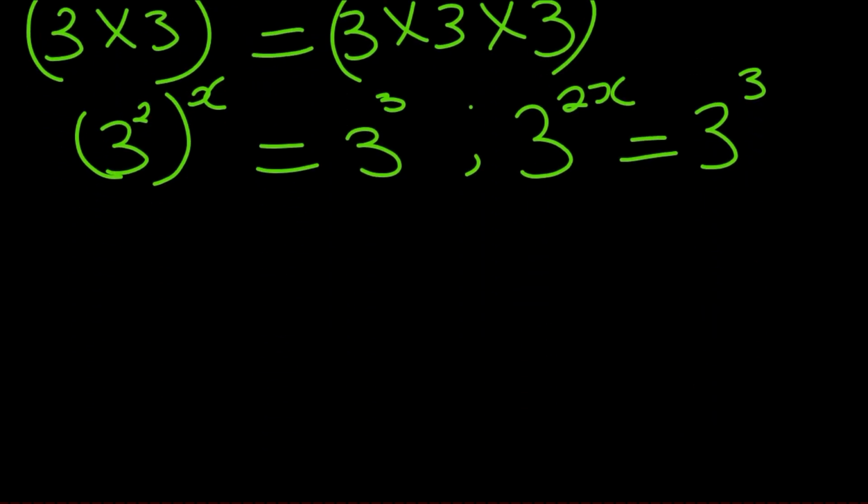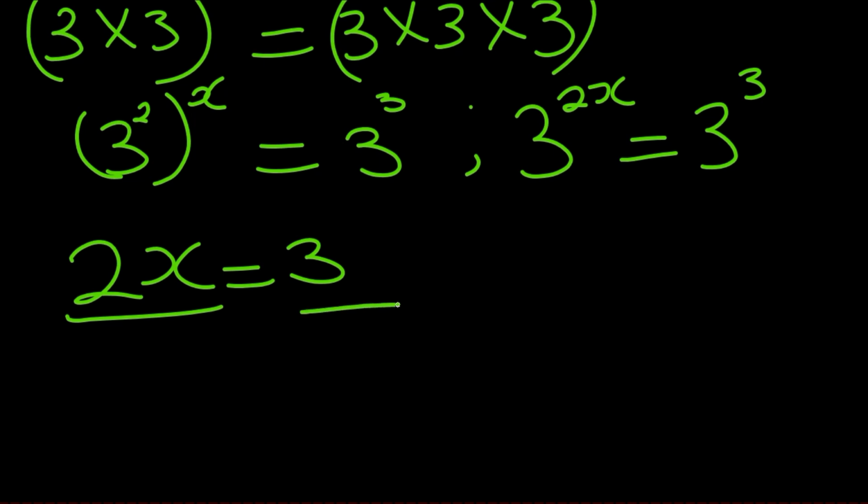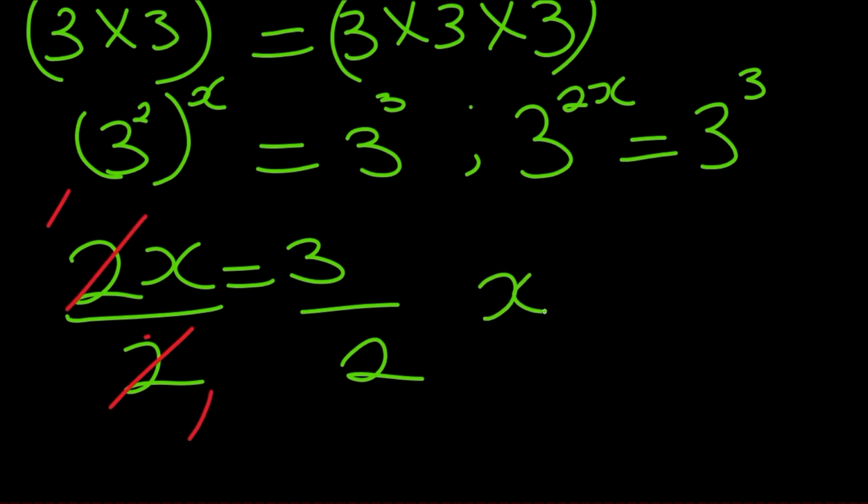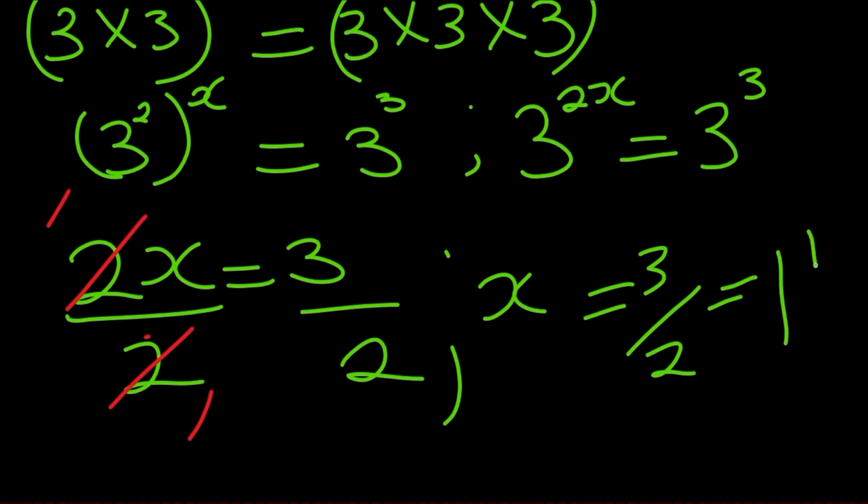Since both sides of the equation have the same base, 2x is equal to 3. Let's also divide both sides of the equation by 2. 2 divided by 2 is 1. So we have x equal to 3 over 2, which can also be simplified further to 1 whole number 1 over 2. x equal to 1 whole number 1 over 2 is the solution to the above equation.